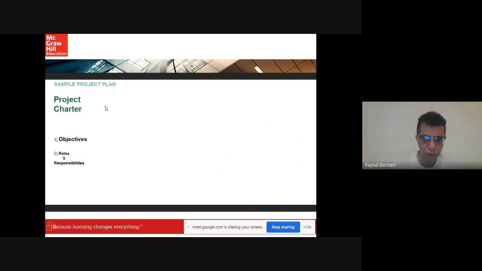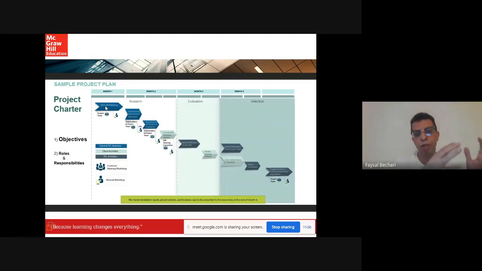Set up your objectives. Why do you need to replace the software that you have? Is it old? Is it not meeting your needs? Is it costing too much? You want to minimize something. There's a reason. Set your objectives right, and then you put roles and responsibilities, divide them, and you build your business plan.